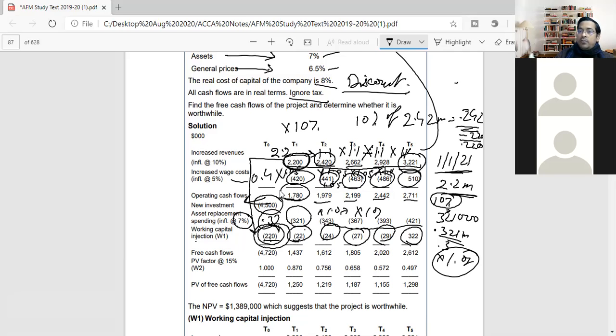In the 6th year, there is no project. The question stops at year 5. Because in the 6th year there is no project, that much working capital that you were always keeping ready, now you can go and sell in the open market. So that 322 becomes a positive cash flow.